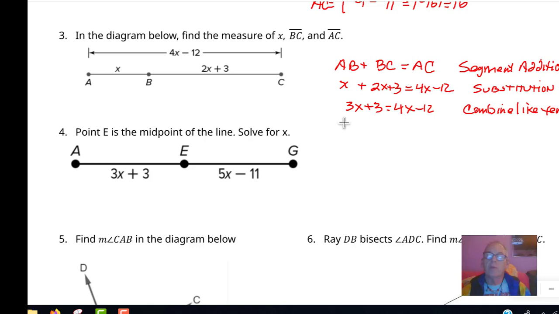Take away 4x from both sides. Minus x plus 3 equals 12. Take away 3 from both sides. Minus x equals 9. A minus x is 9, so the opposite of x is going to be the opposite of 9, which is a minus 9. So we get x is a minus 9 for this one.